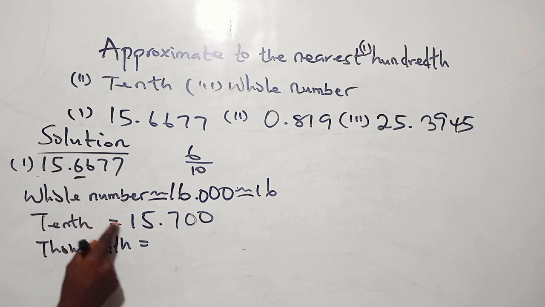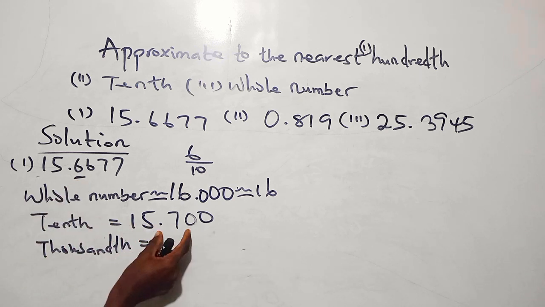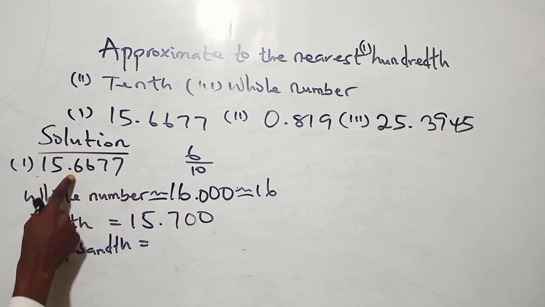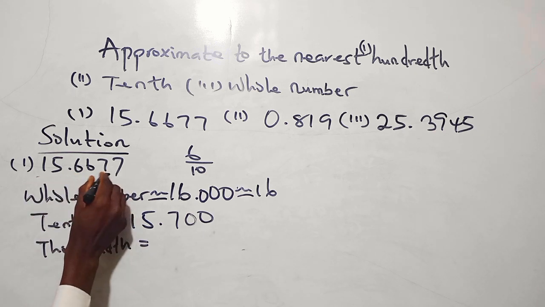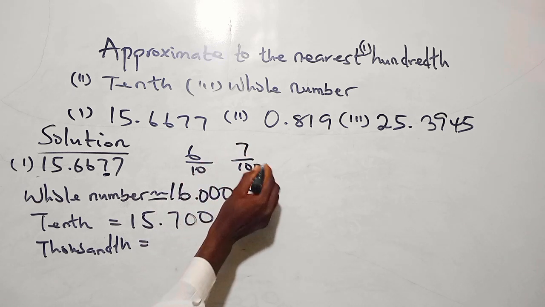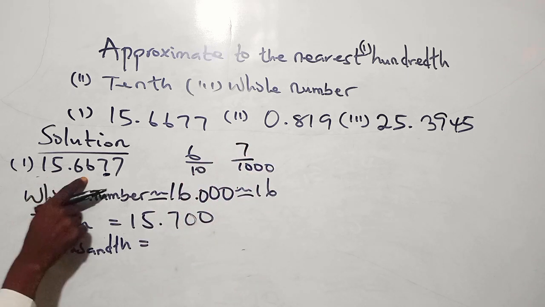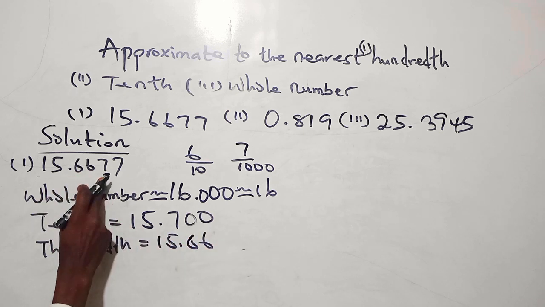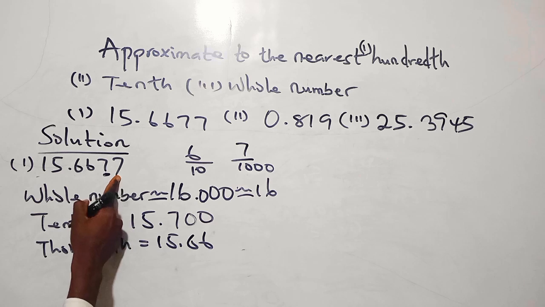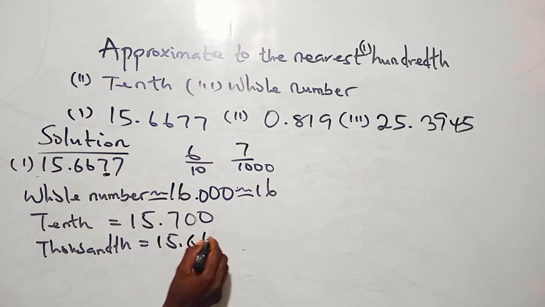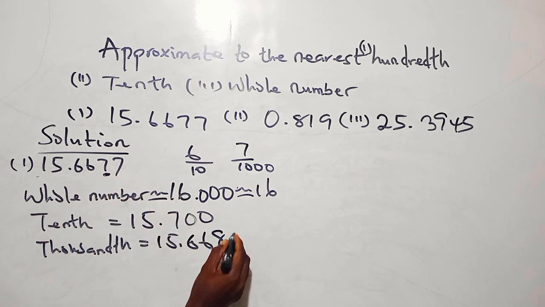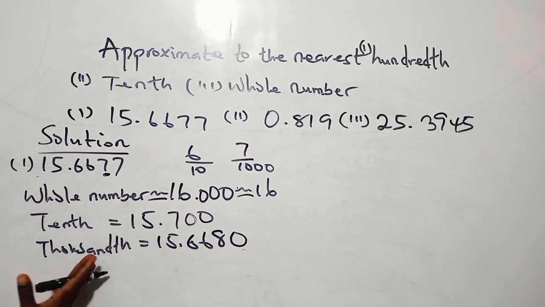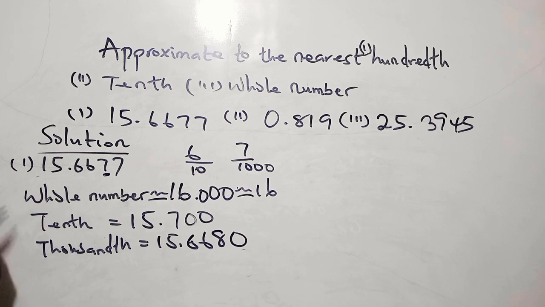Now the same number to the nearest thousandths. When I look at the same set of numbers, I have tenths, hundredths, and here is thousandths, that is 7/1000. So how do I write this? I repeat my 15 point, I have 6, 6. Before I write this, I round up the 7 because the digit after it is over 5, so it turns to 8. The number after 8 here is 0. So I have 15.6680 to the nearest thousandth for number 1.